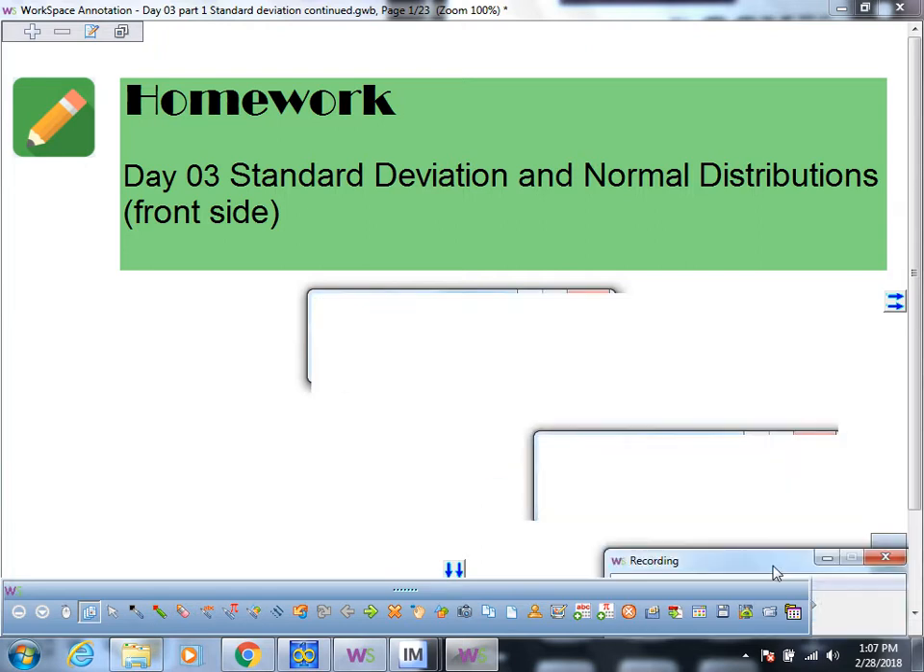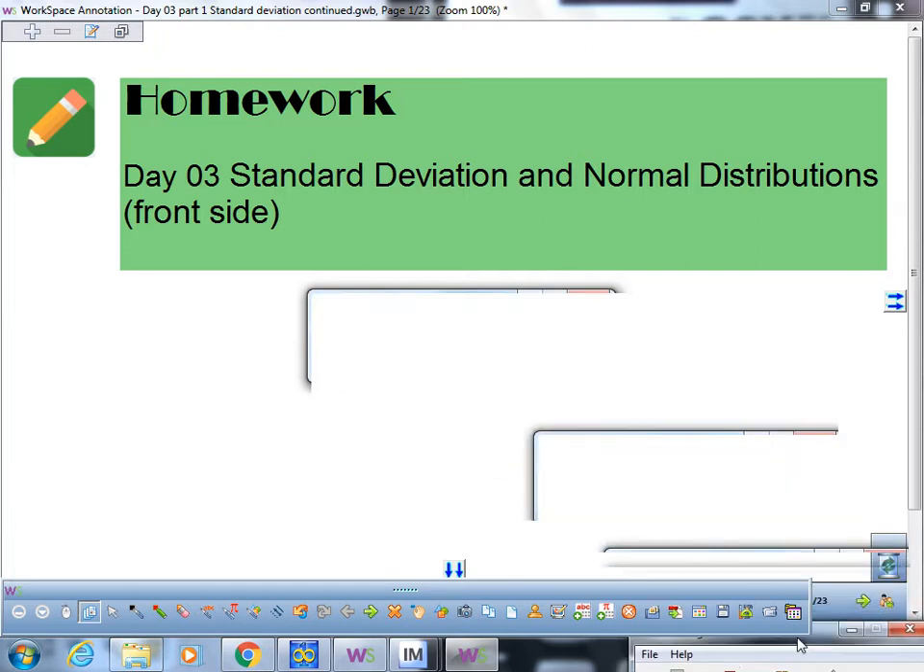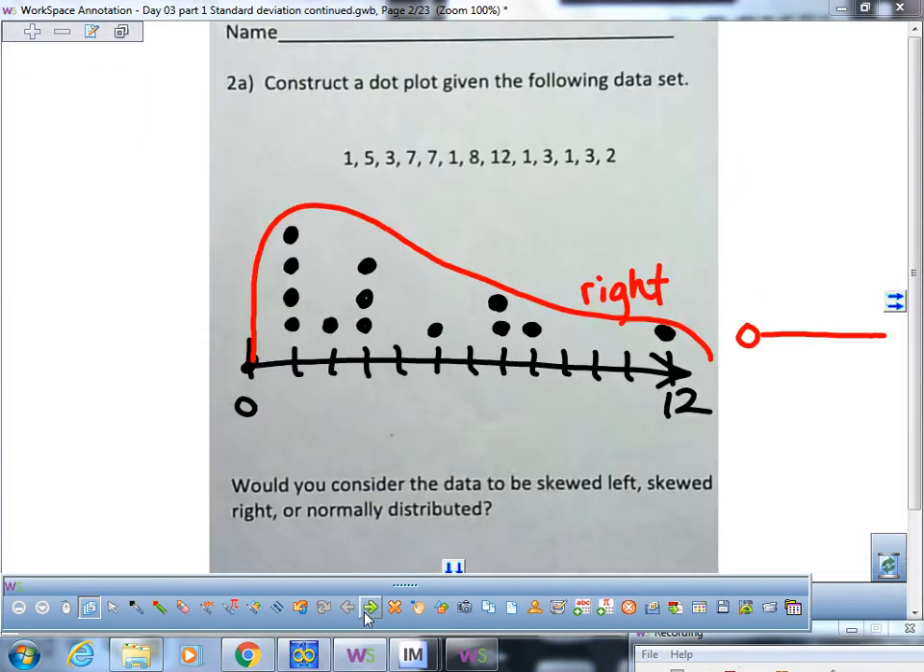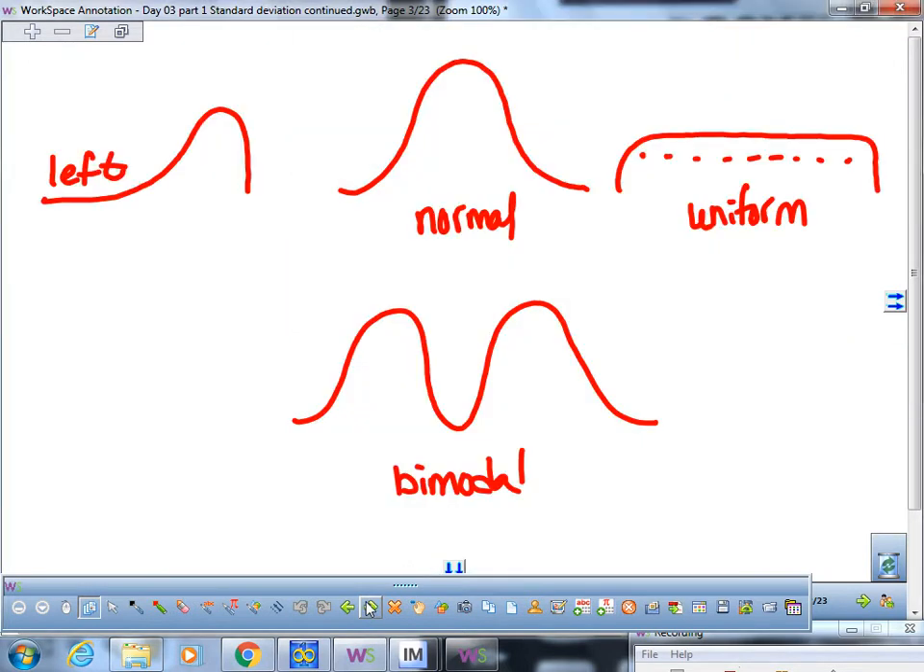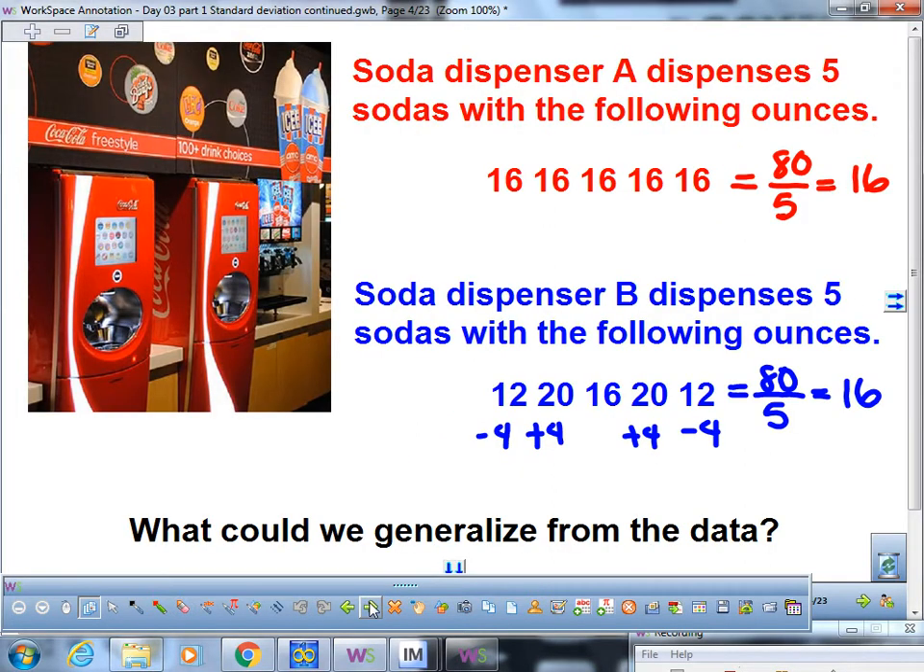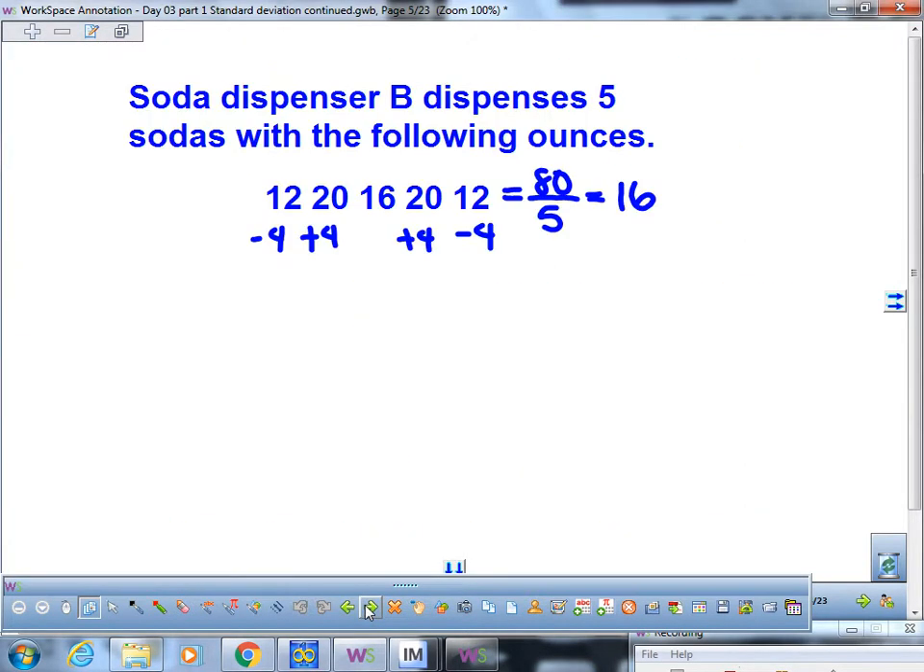Okay, so today we're going to wrap up the lesson we did yesterday about standard deviation or spread. Good job. All right, so yesterday we talked about, first of all, shape. We looked at our different shapes. And we talked about soda machines.